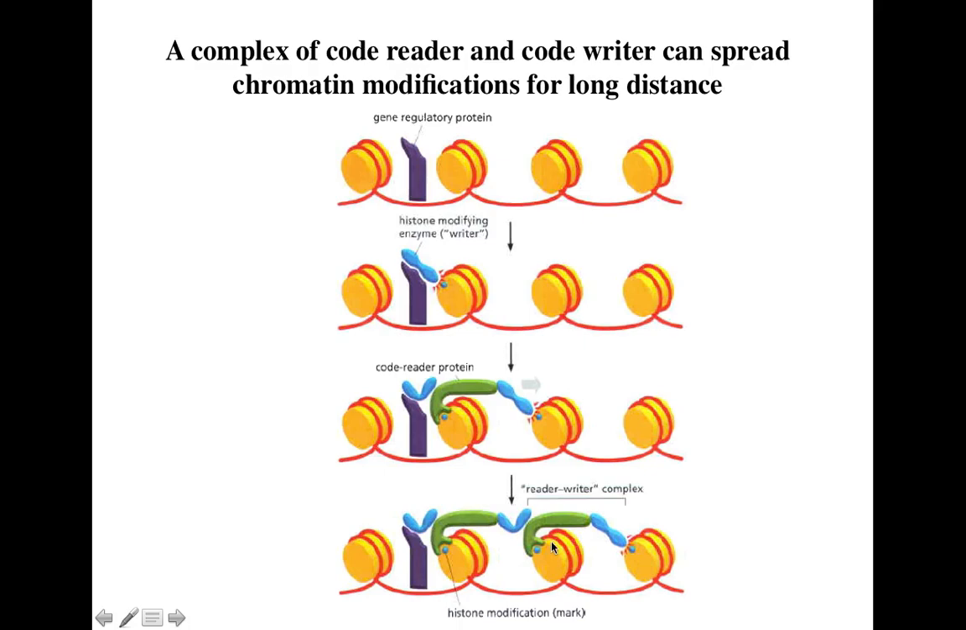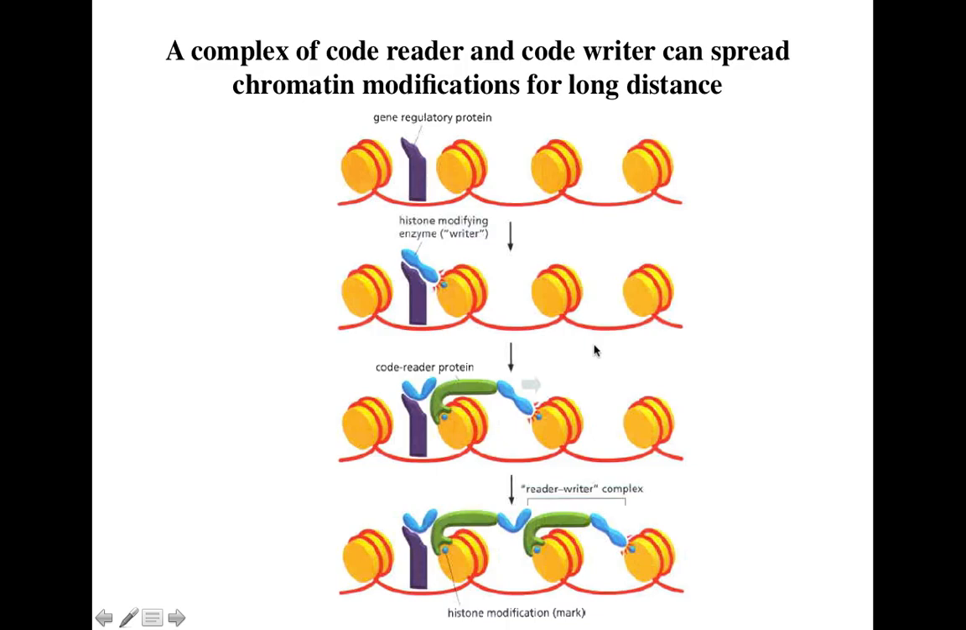So this chromatin remodeling protein would bind to them and lead to the compaction of the chromatin, and this protein would push the nucleosomes closer to each other. So we call them ATP dependent chromatin remodeling proteins. But anyhow, this is how these reader writer complexes can spread the information along the chromatin and can either relax the chromatin or condense the chromatin.